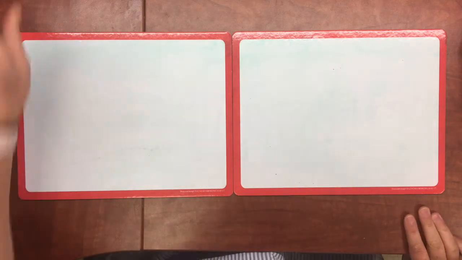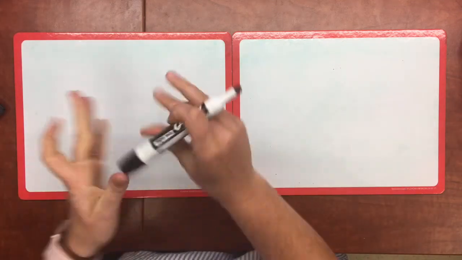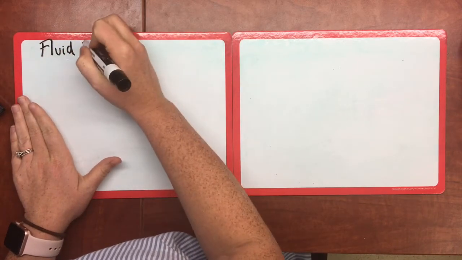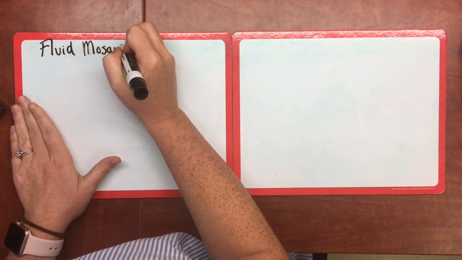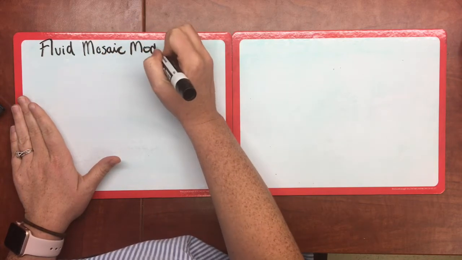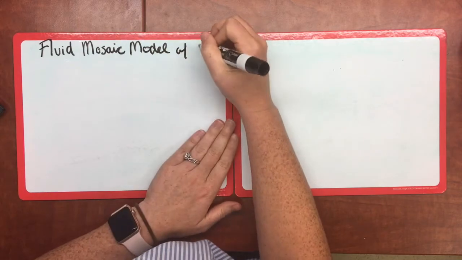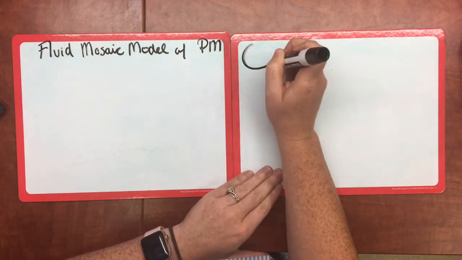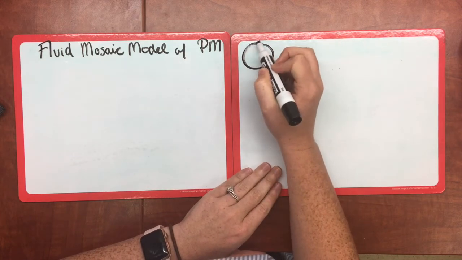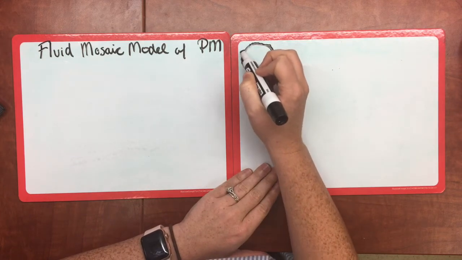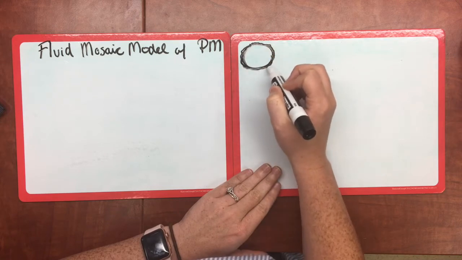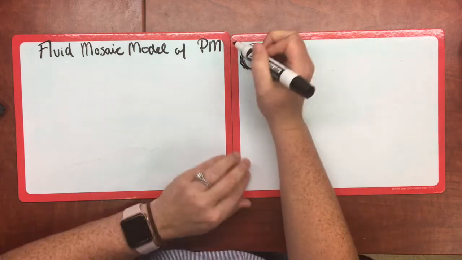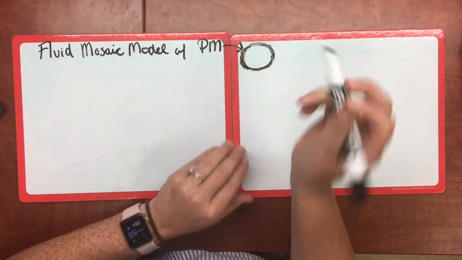All right, so our next video is the fluid mosaic model of the plasma membrane. So remember the plasma membrane. Okay, so we have a little cell here, right? And it's got this little gate on the outside. And that's really important, right? To have protection from everything else floating around the cell, okay? So this is what we're taking a look at.